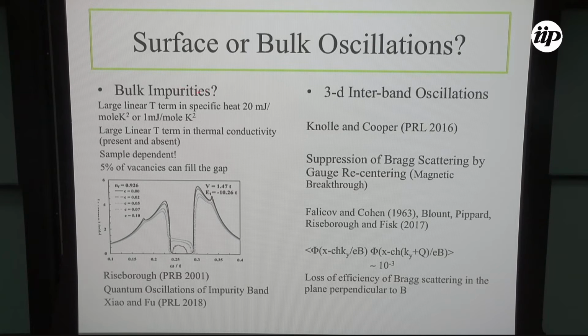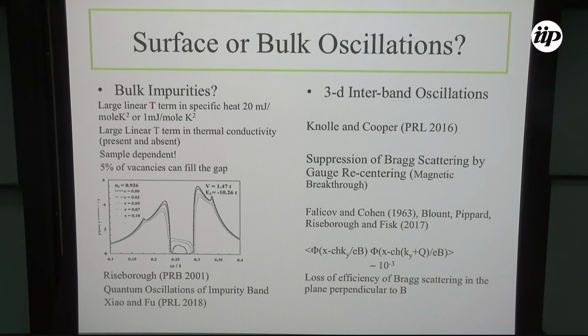Well, there are two ways of sort of rationalizing that. One is to say that these are bulk oscillations, but because the system has impurities in there, you could be seeing an effect from quantum oscillations with impurities. This is the sort of work of Xiao and Fu, which appeared in PRL.